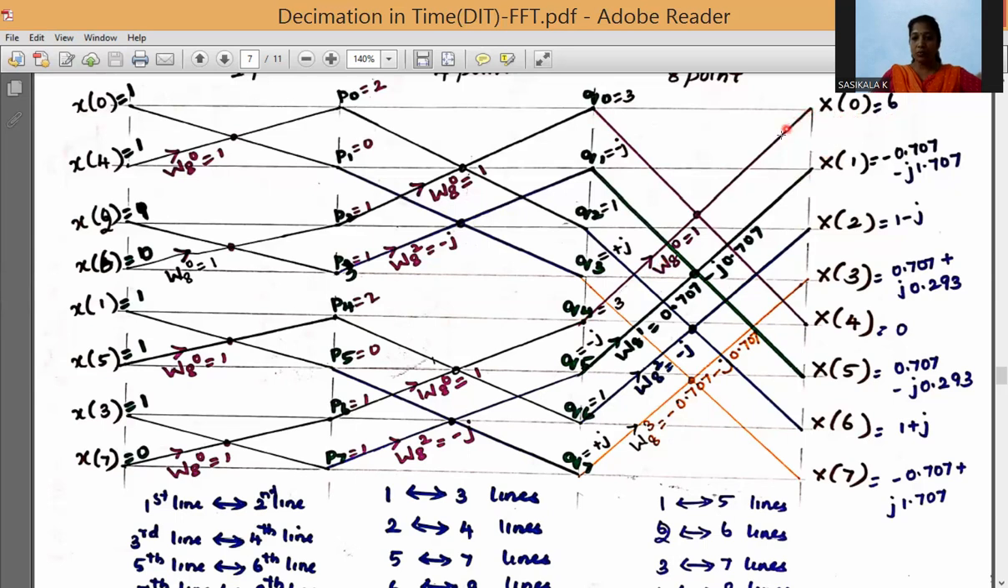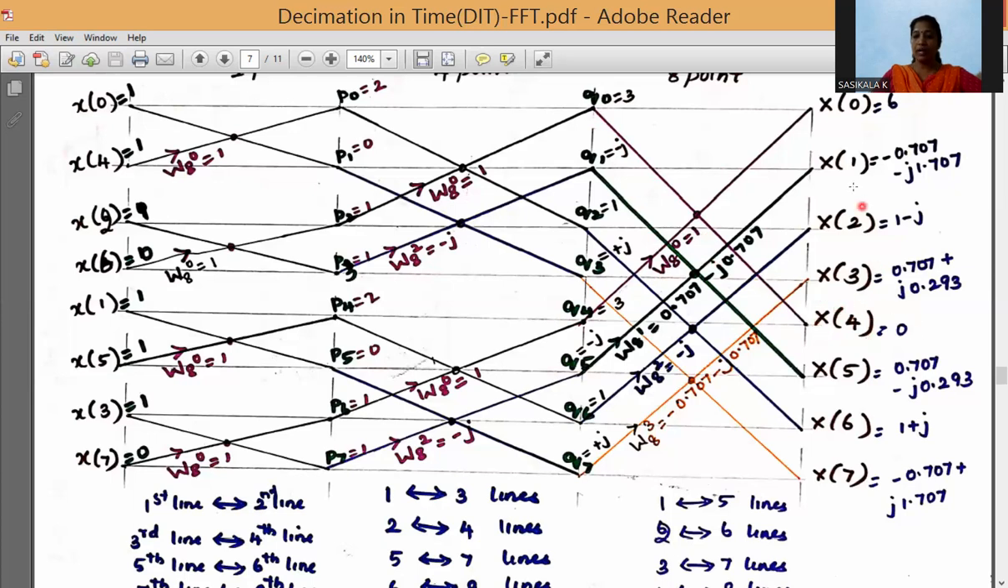And the second output is x of 4. For this x of 4, the inputs are Q0 and Q4, the same inputs, only the difference is the plus is replaced by minus. So Q0 minus Q4 into W8 power 0, that is 3 minus 3 into 1. So 3 minus 3 equals 0. So x of 4 equals 0.